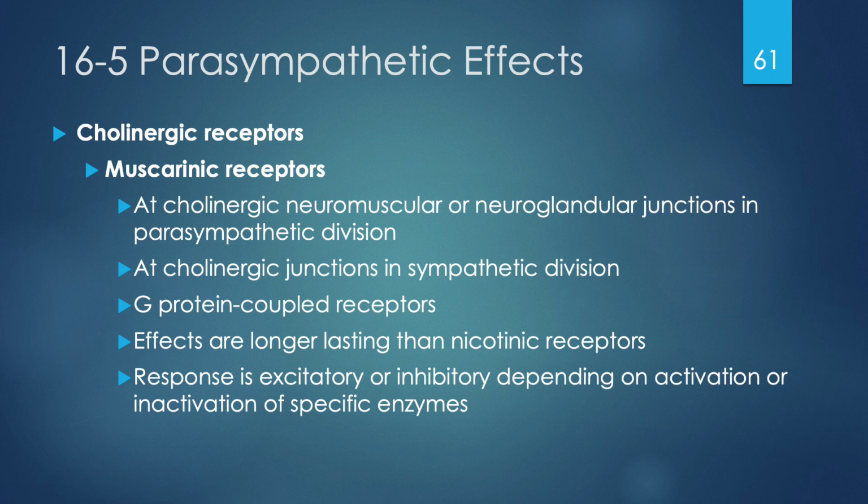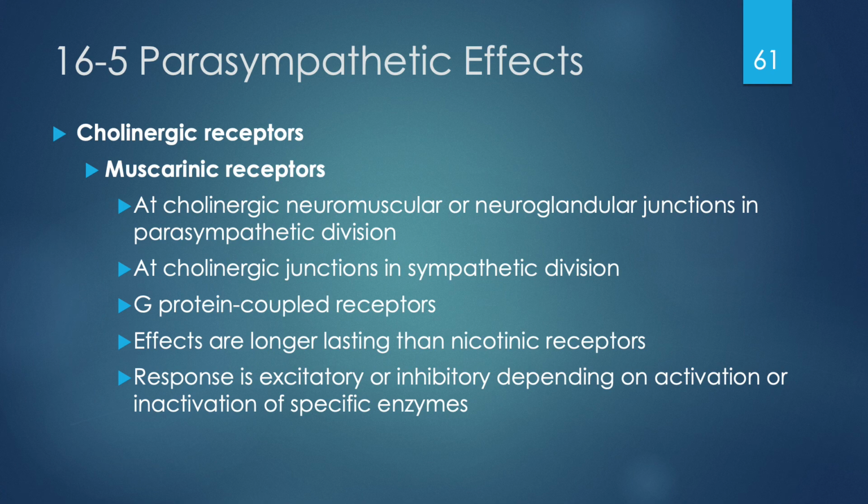The other type of cholinergic receptor is the muscarinic receptor, and these are present at either neuromuscular junctions or neuroglandular junctions in the parasympathetic division only. These muscarinic receptors are G protein coupled receptors, which means that if they're stimulated, the G protein activation will produce longer lasting effects than the stimulation of the nicotinic receptors. This response can be either excitatory or inhibitory, but it depends on what is activated or inactivated by specific enzymes.